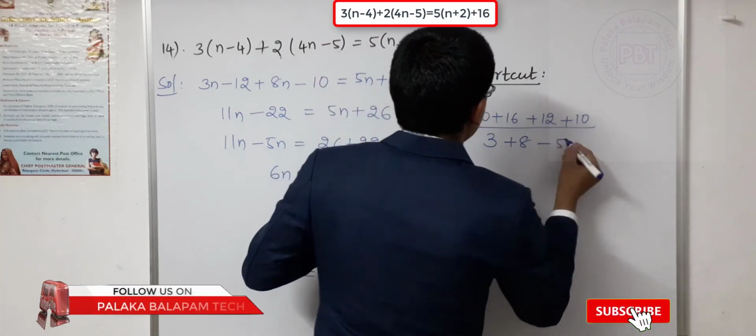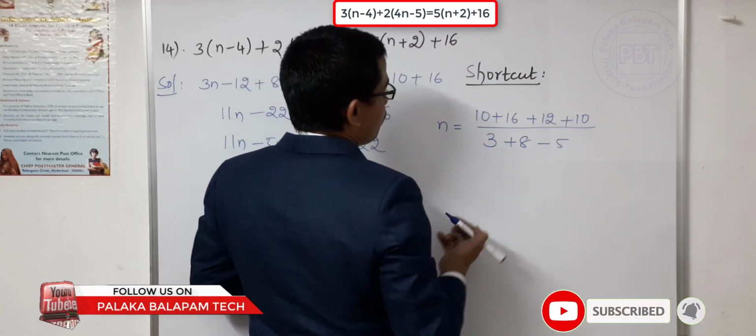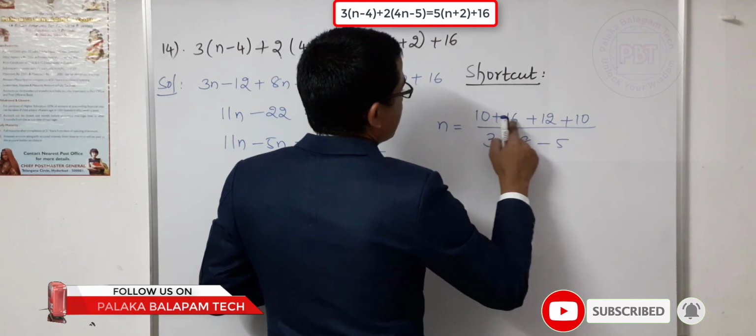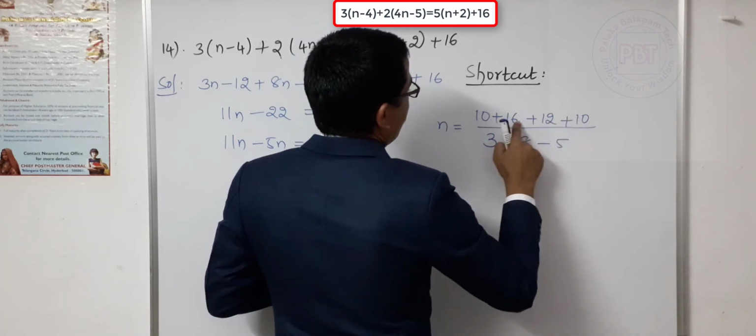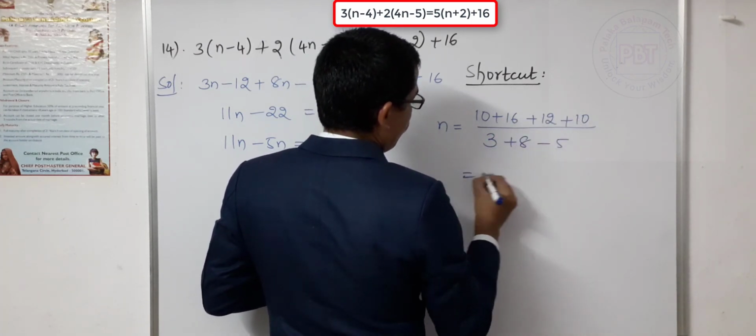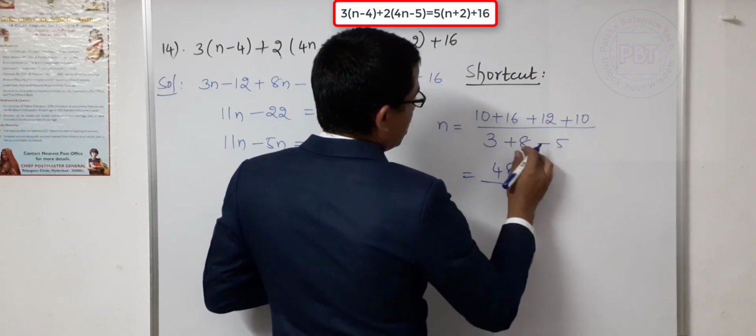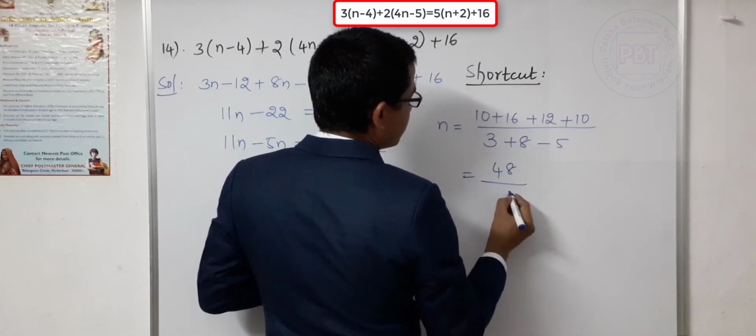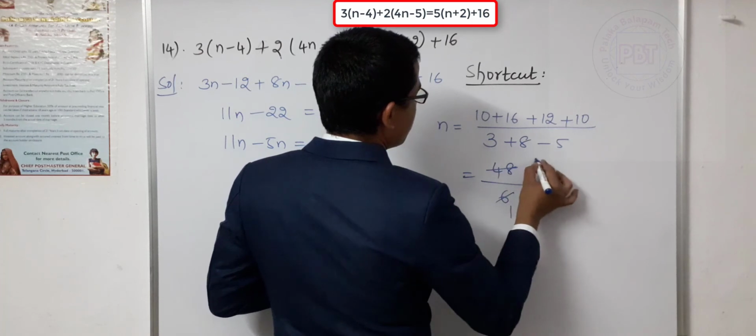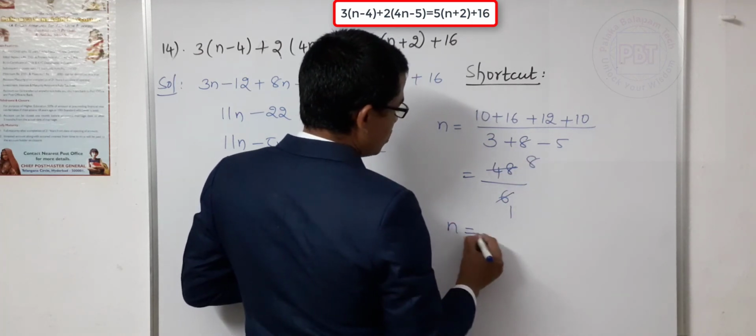becomes minus 5n. Okay. Now if you observe, 10 plus 10 plus 10 plus 10 plus 10, 40, 46, 48. 48 by 8 minus 5 is 3. 3 plus 3 is 6. 6 ones are 6, 6 8s are 48. Therefore the n value is 8.